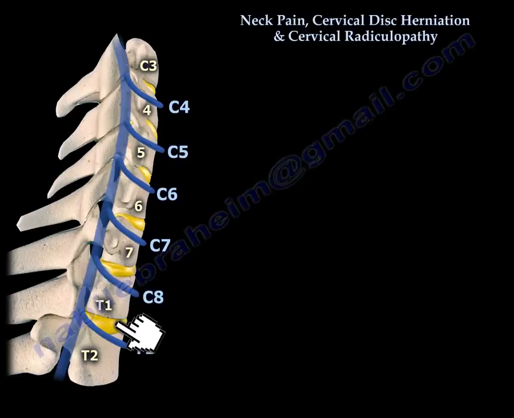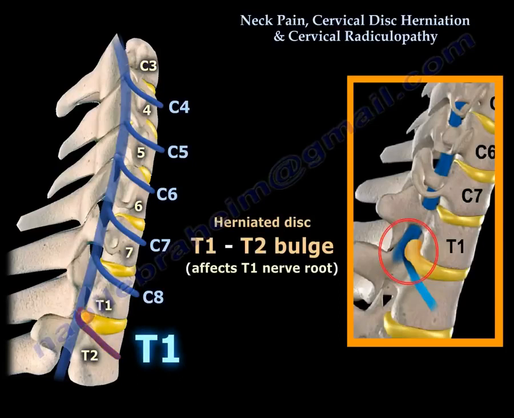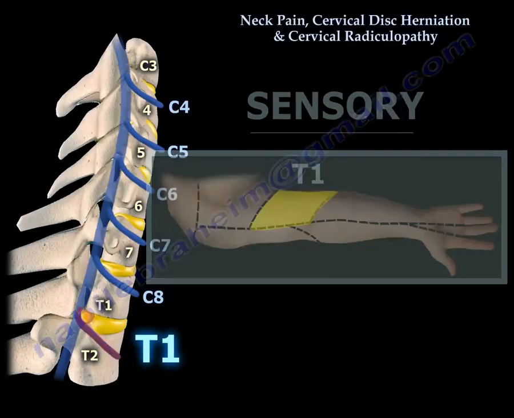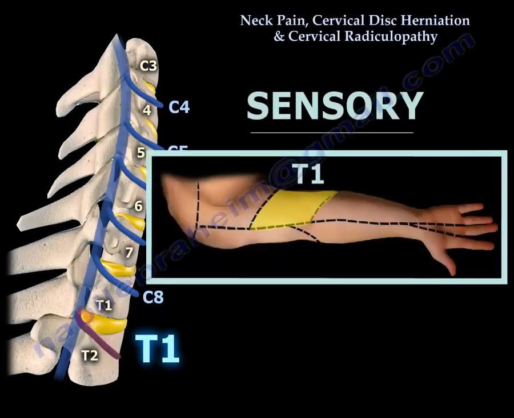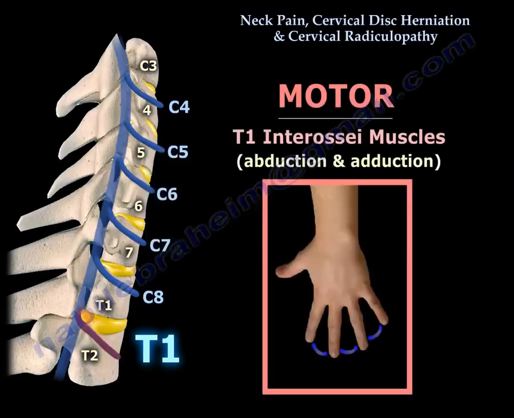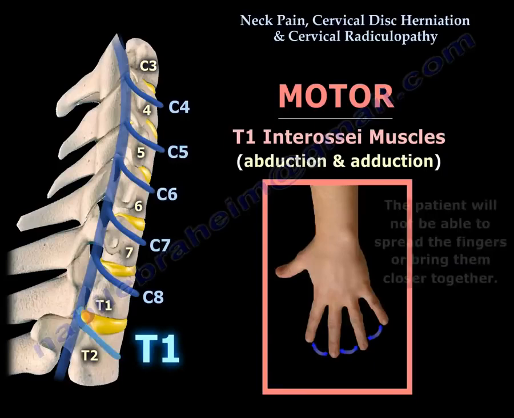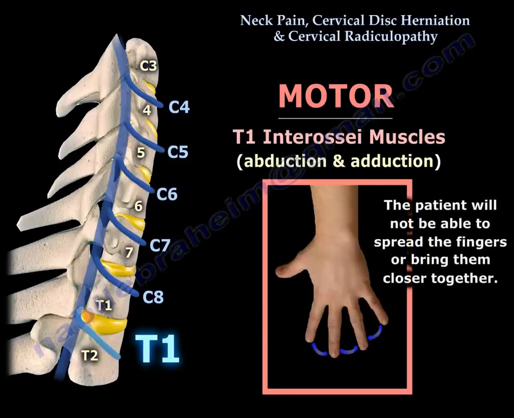How about disc herniation between T1 and T2? That will affect T1 nerve root. You can see the area of sensation that's affected on this diagram. The motor power will involve the interossei muscles, abduction and adduction. The patient will not be able to spread the fingers or get them closer together.